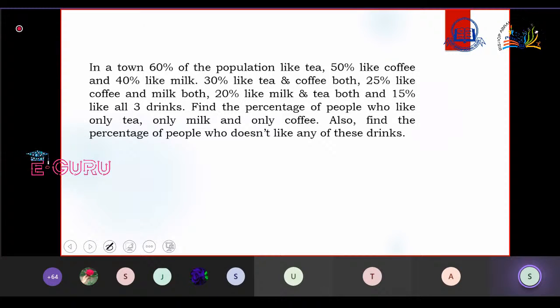So you can do it yourself. We can provide 1 minute for doing it yourself. Try to do it. You can apply the Venn diagram method.